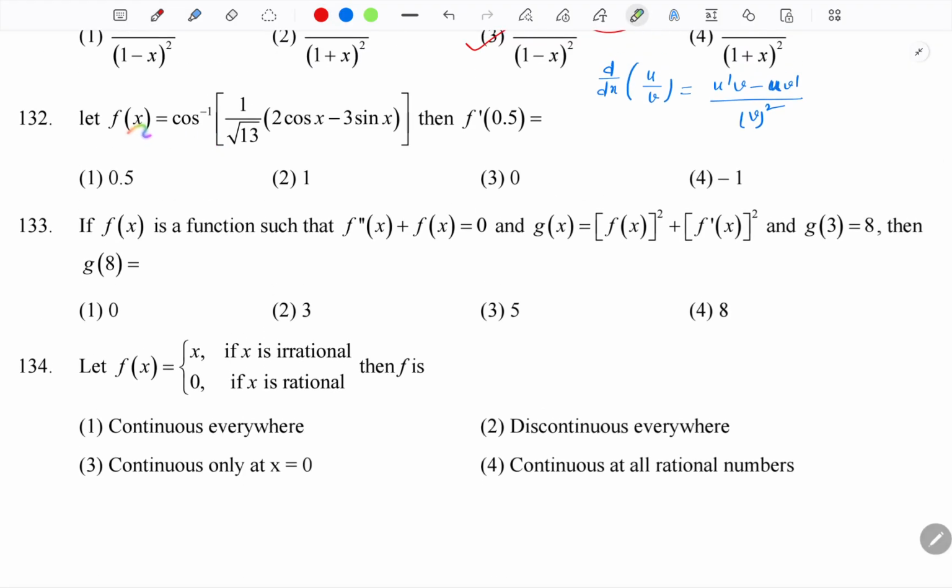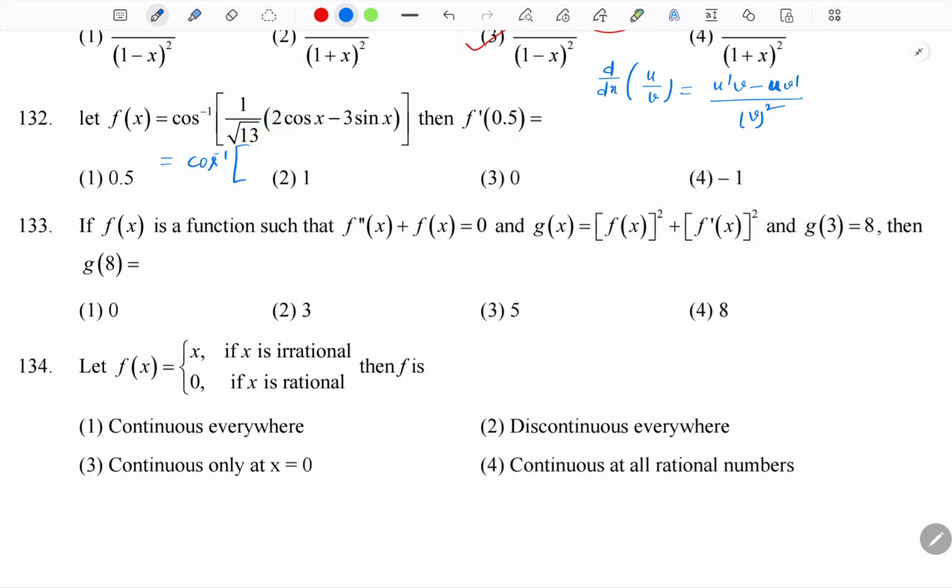If f of x equal to cos inverse of this one and this one, then f dash of... Okay, very easy question. Whenever such a question comes, take cos inverse, 2 by root 13 times 2, take outside. Whenever this type of question, what should you do immediately? Here I am taking 2 by 13 as cos alpha, and 3 by 13 I will take as sin alpha. That is my goal here.